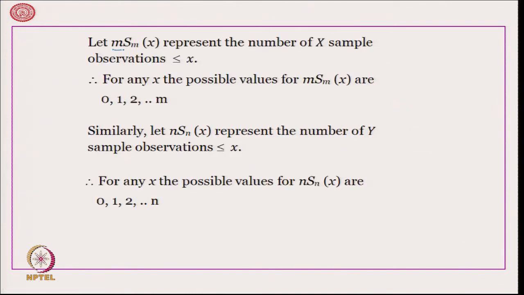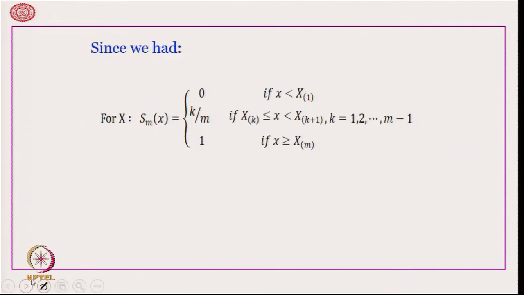So, let m S m of x represent the number of x sample observations less than or equal to x, and therefore, m S m x will take the values 0, 1, 2 up to m. In a similar way, n S n x, which is with respect to the y observations, will take the values 0, 1, 2 up to n. Why is it happening?